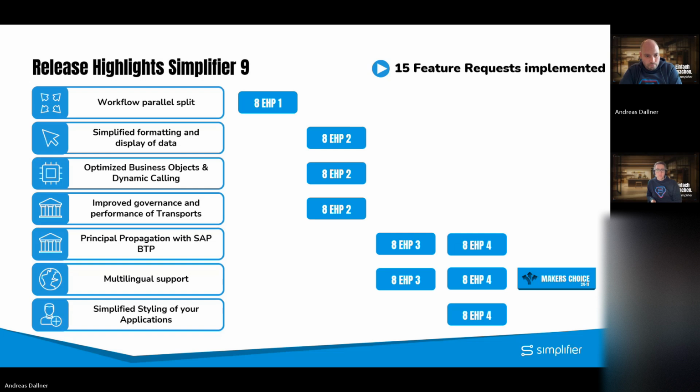And in the next two releases, the highlight was the so-called principal propagation for the SAP BTP. So very briefly explained for those who are not in the SAP BTP environment, this means that when you have your Simplifier apps deployed to the SAP BTP, which is the Business Technology Platform of SAP, and you want to have a very seamless integration for your app users, you can enable the principal propagation, which means that the users will authenticate in the BTP Work Zone. And then when they launch a Simplifier app from there, they are already automatically authenticated in the Simplifier app without any additional steps for the user.